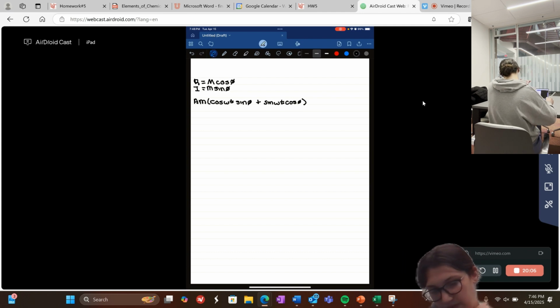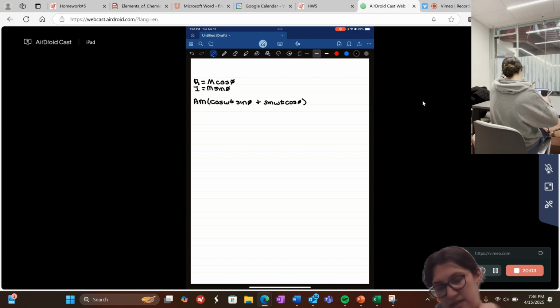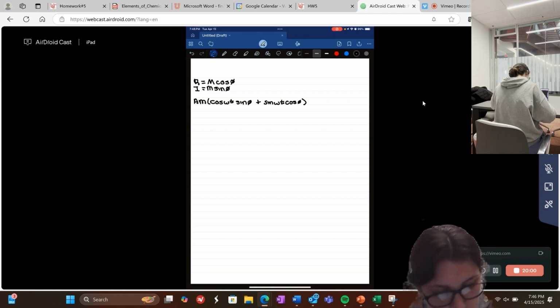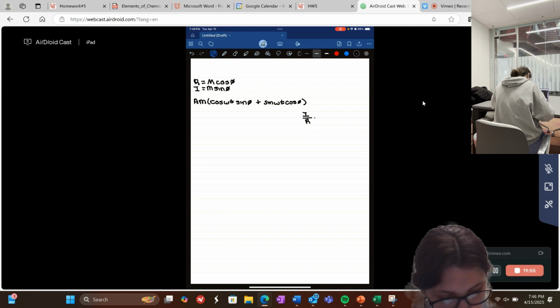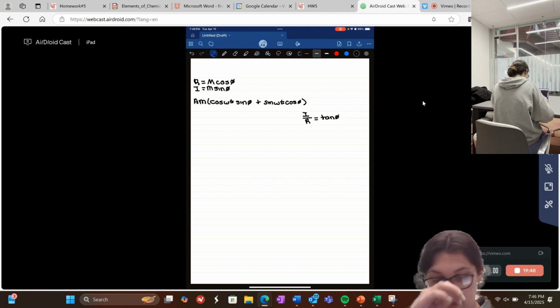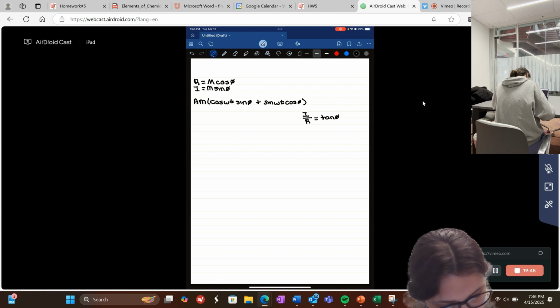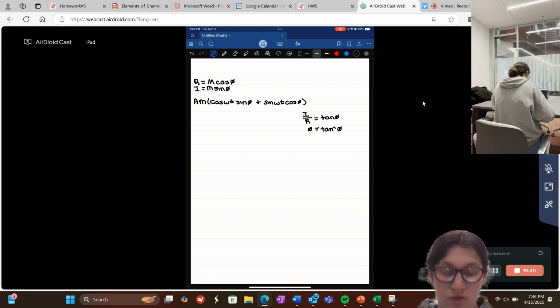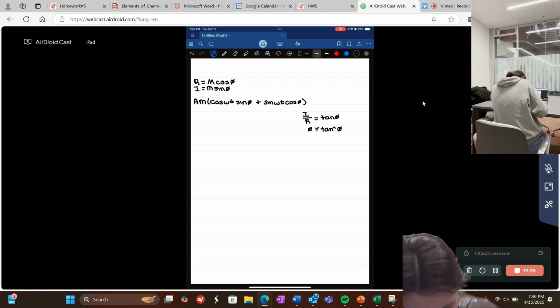Now, what we can look at is that i over r is equal to tangent of phi, since we're dividing sine and cosine, meaning that phi is equal to the arctangent of i over r. And when you plug that in to our equation here, we get AM times the sine of omega t plus phi.